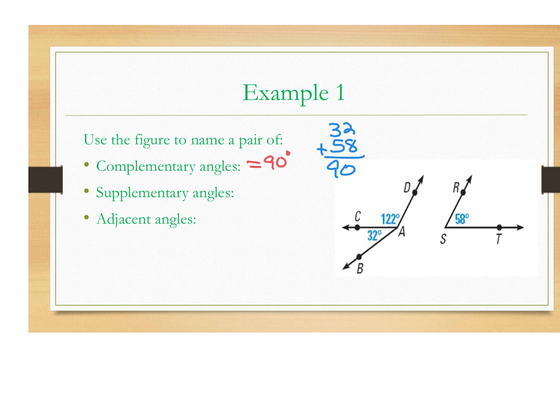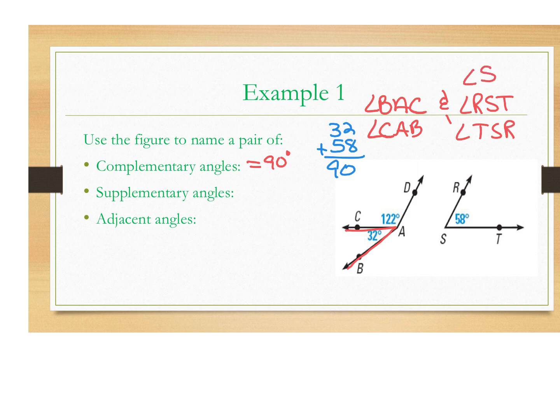So I can either call this BAC, or I could reverse it and say CAB, along with angle RST, or I could reverse it and say TSR, or I could just call it angle S, because there's only 1 angle sitting there at vertex S. So just match one of these with one of these, or the same thing with the letters in reverse. So those would be your pairs of complementary angles.